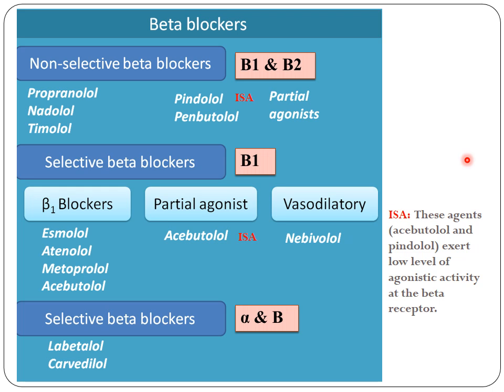What about the beta blockers? They are also subclassified according to selectivity. We have non-selective beta blockers and selective beta 1 blockers. In the non-selective, we have, for example, propranolol, nadolol, timolol, etc. In the selective beta 1 blockers, we have atenolol, metoprolol, acebutolol.